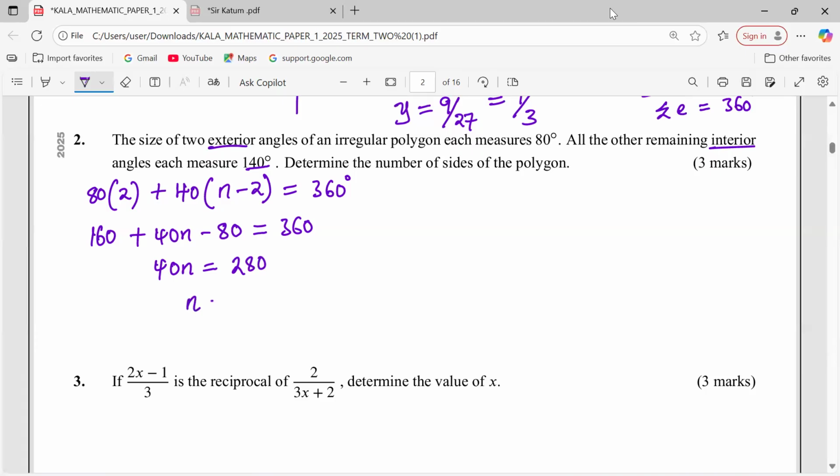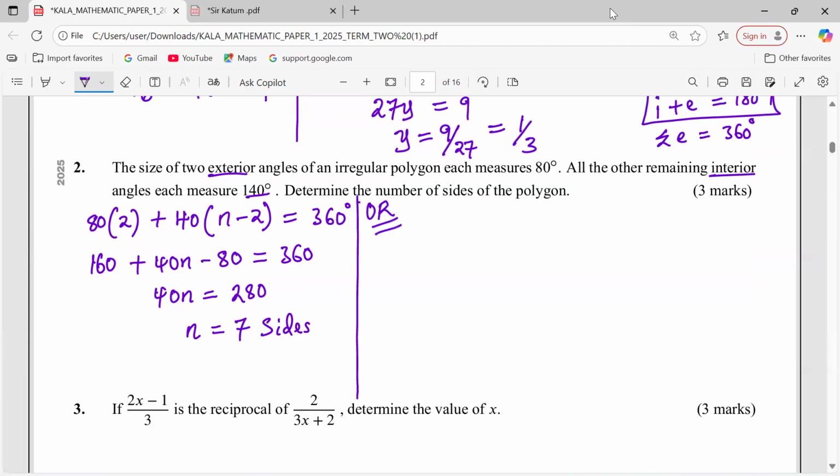Then now to remain with n, I'm supposed to divide by 40. This gives me exactly 7 sides. That is when we apply the concept of exterior angles.